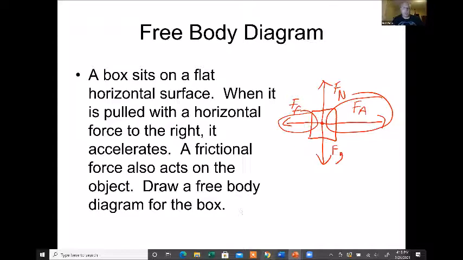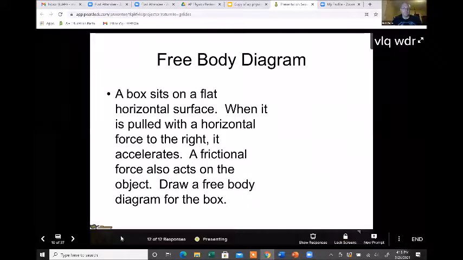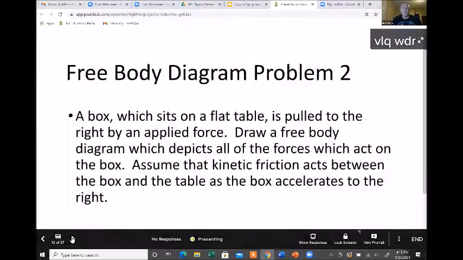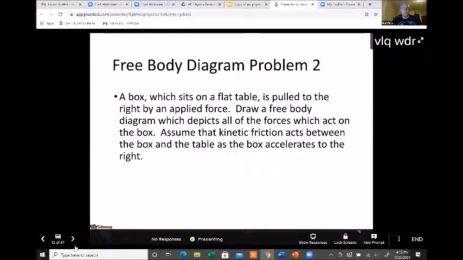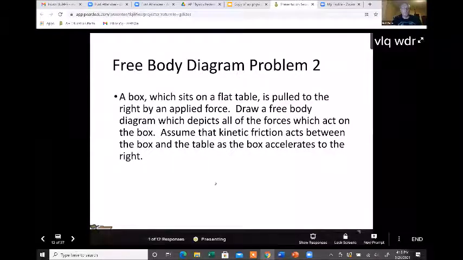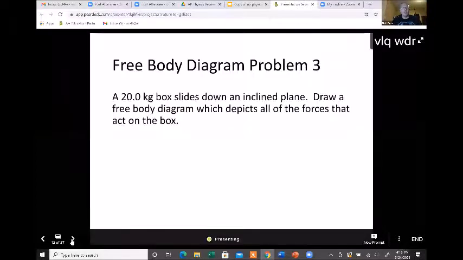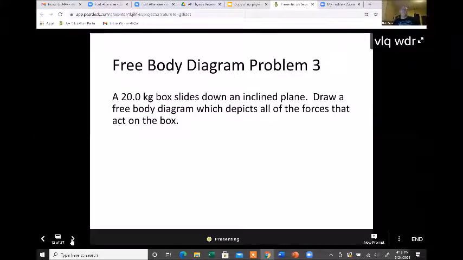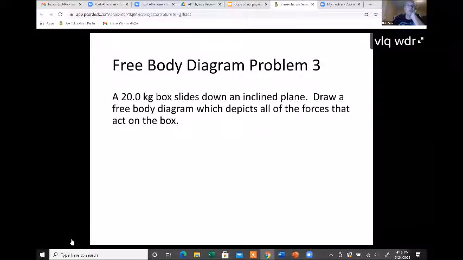All right, now I want you to go back to Pear Deck. I'm not sure why I had this problem on here twice. It's pretty much the same problem, so we're just going to skip over this one. Let's look at this one. We have a 20 kilogram box that slides down an inclined plane. Draw a free body diagram which depicts all the forces that act on the box.